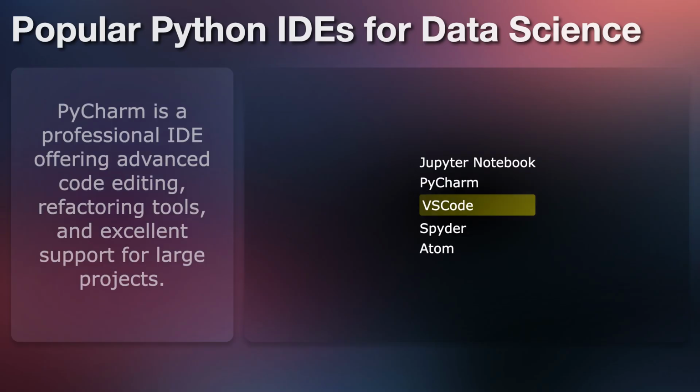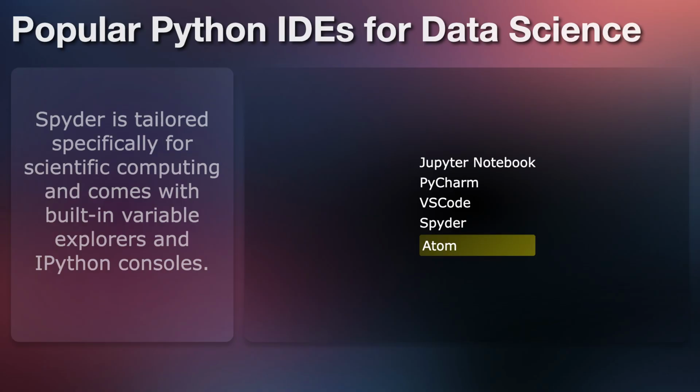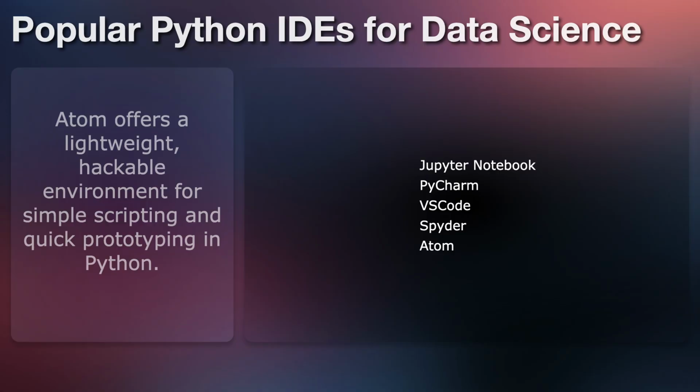PyCharm is a professional IDE offering advanced code editing, refactoring tools, and excellent support for large projects. VS Code is a highly customizable text editor with robust extension support for Python and data science tasks. Spyder is tailored specifically for scientific computing and comes with built-in variable explorers and IPython consoles. Atom offers a lightweight, hackable environment for simple scripting and quick prototyping in Python.